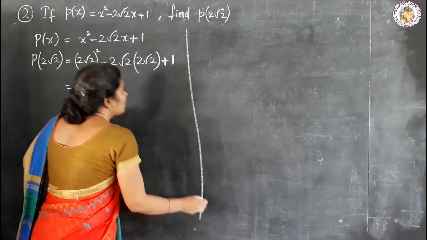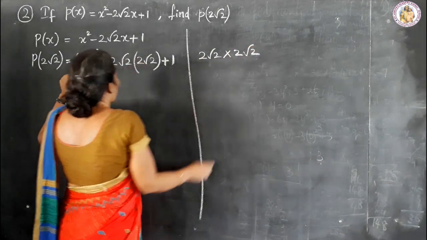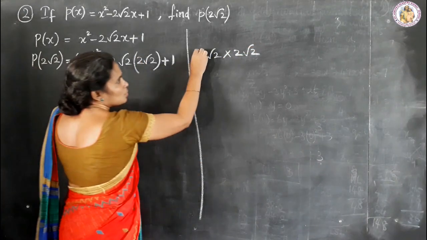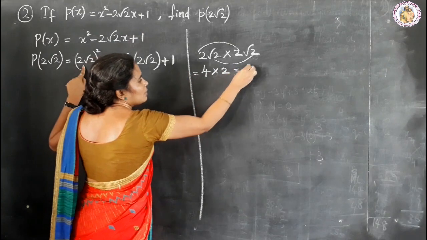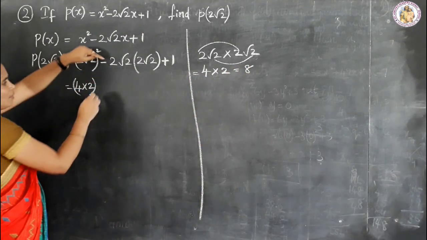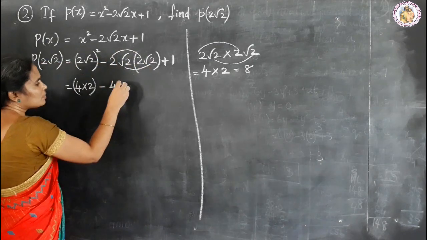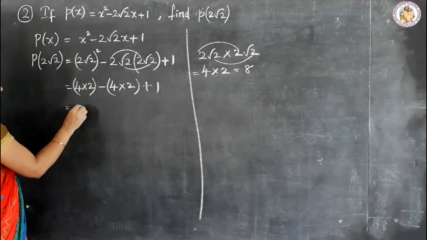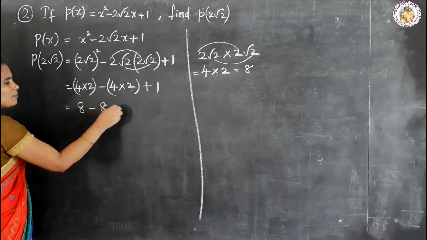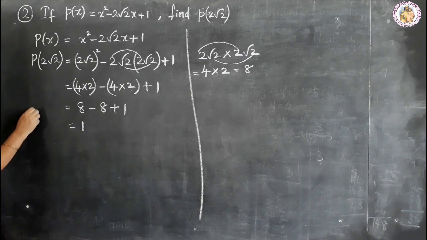Otherwise you can go and do in rough column. So 2 root 2 into 2 root 2. So 2, 2, 4, root 2, 2. So is equal to 8. Okay. Minus, here again 2 into 2, 4, root 2, 2, plus 1. 4 2s are 8 minus 4 2s are 8 plus 1. Plus 8 minus 8, 0, is equal to 1. So p of 2 root 2 is equal to 1.